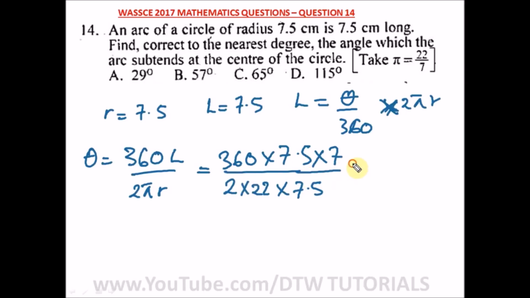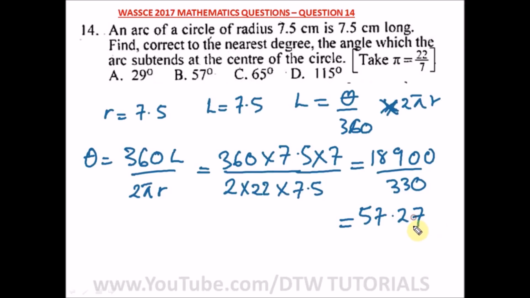So from here, if you punch it into your calculator, we have 18,900 divided by 330. When you divide this, we are going to get 57.27. And to the nearest degree, since this is lower than 5, you can't approximate up. So to the nearest degree, it is 57 degrees. And our right option here is option B.